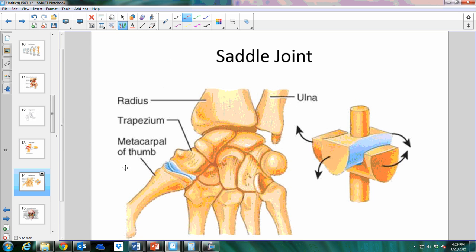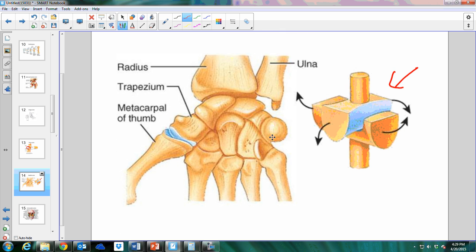A saddle joint. If you think of a saddle where you're sitting, you can see that here is an example. There are bones in your wrist that have this same kind of function, there on your thumb. The reason your thumb has quite a bit of mobility is because of that saddle joint.